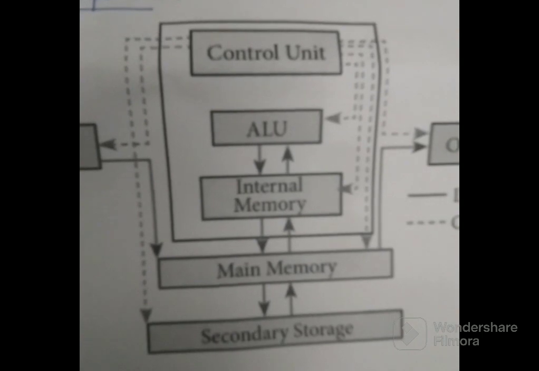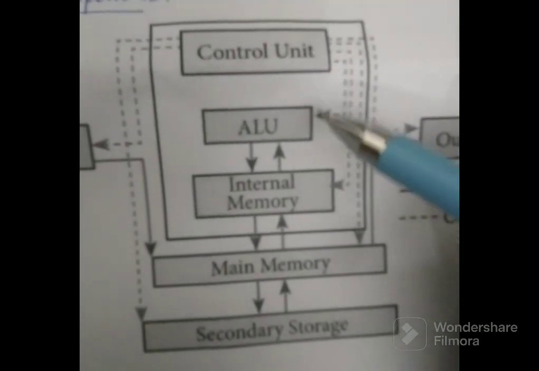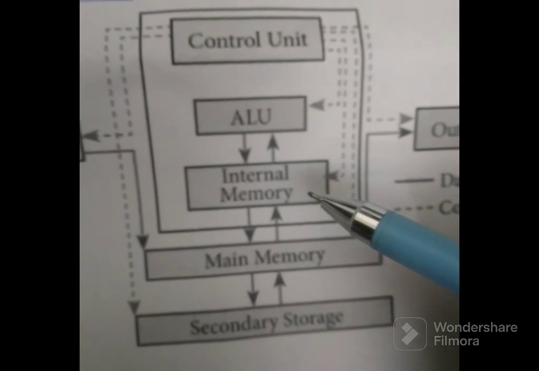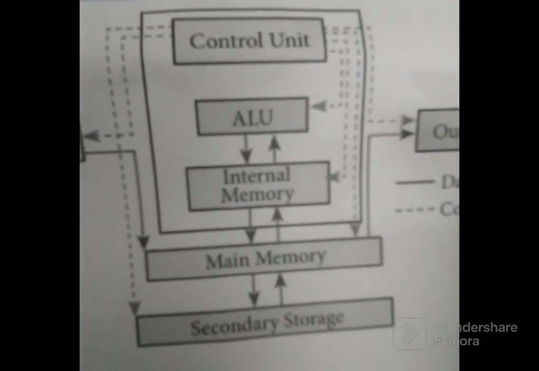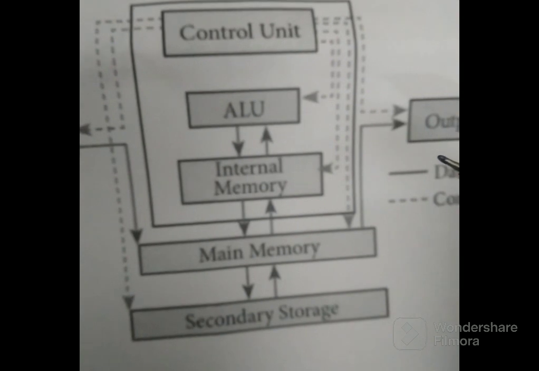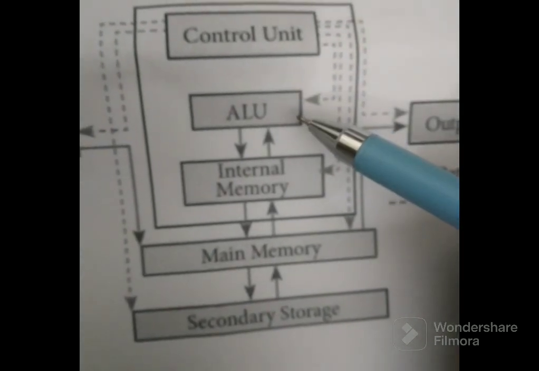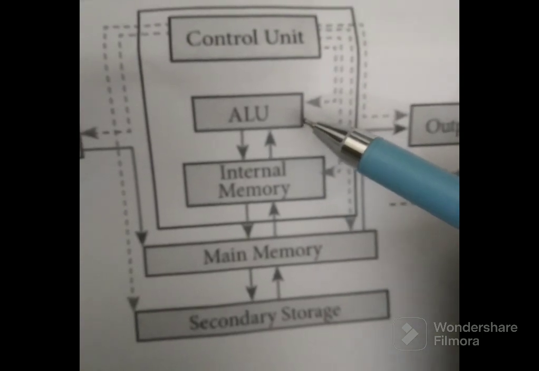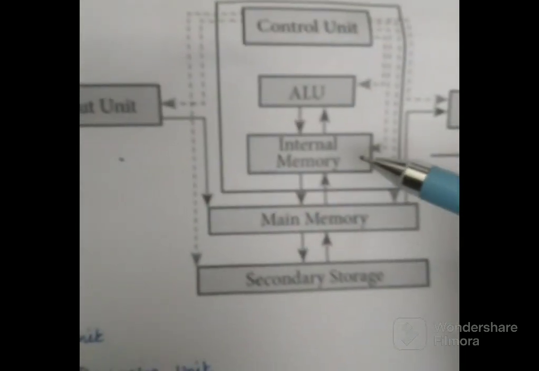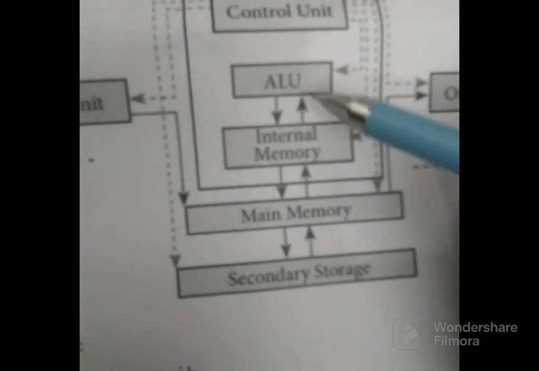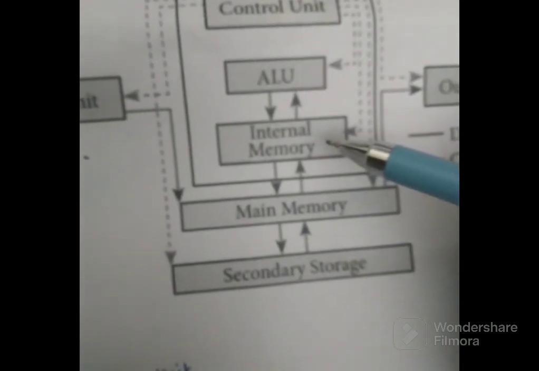The CPU has three components: control unit, ALU, and memory. CPU is the major component which interprets and executes software instructions. ALU usually performs all arithmetic and logical calculations, and the storage of the results will be in this internal memory.